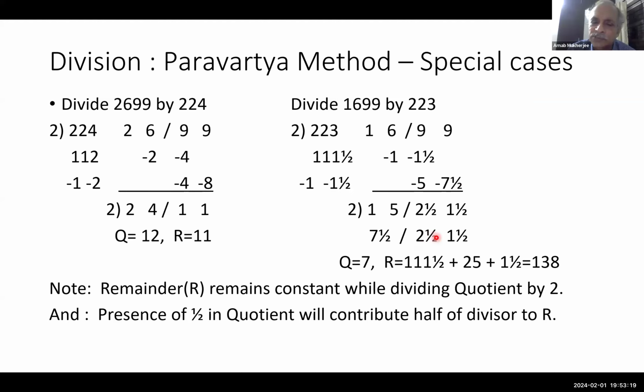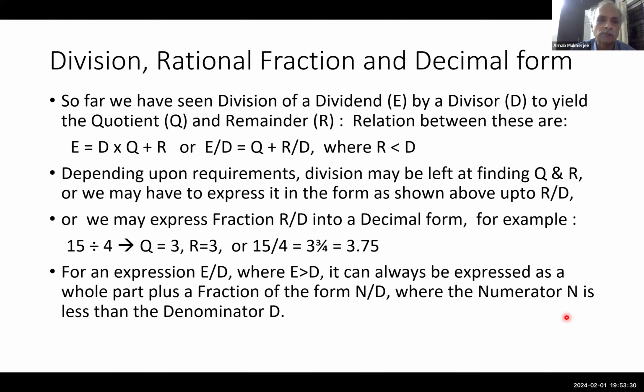The tens digit is in the tens position. So 2.5 into 10 is 25. That's why 25. And this is anyway 1.5. And this is half of that. This one. Okay.